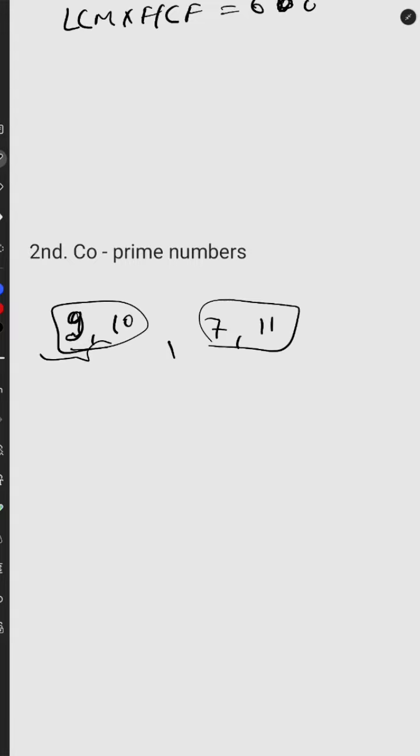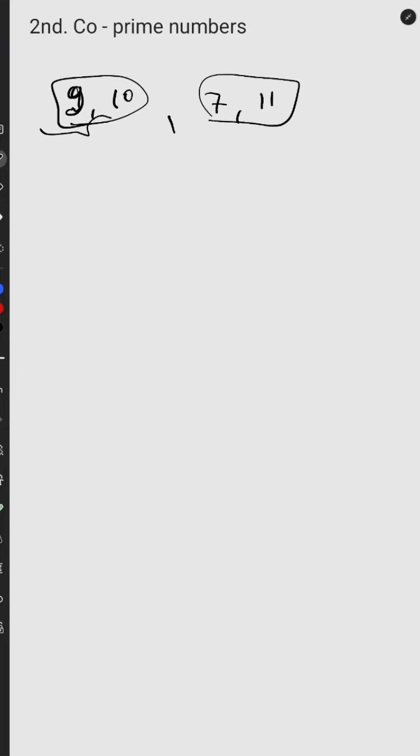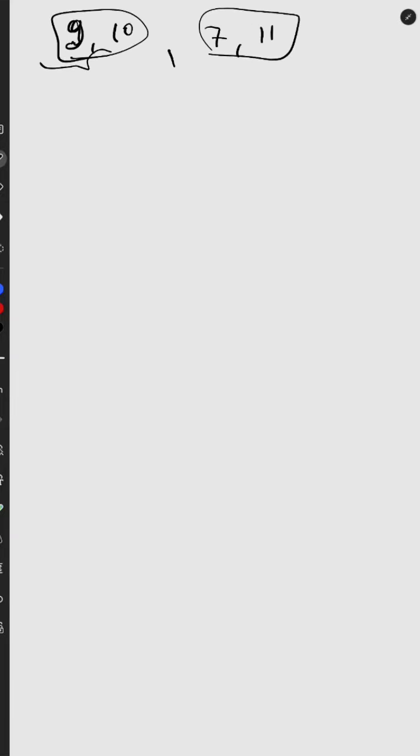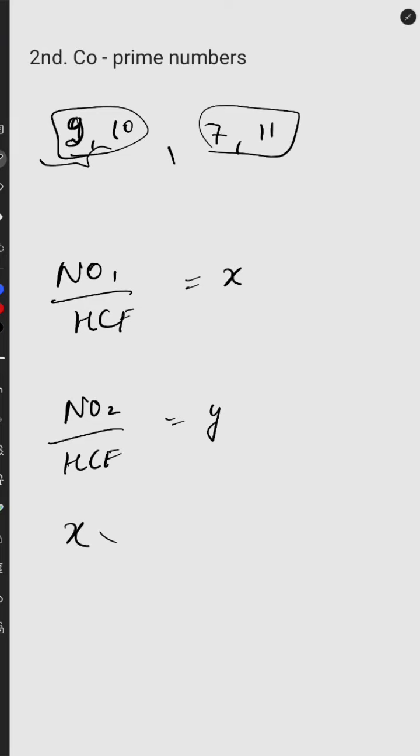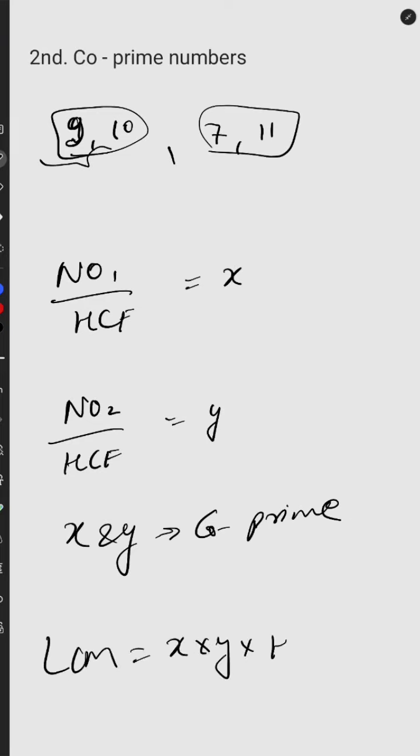Alright, now let's see the next thing. This second relationship says when we divide the first number by the HCF, we get X as a result. When we divide the second number by the HCF, we get Y as a result. Now X and Y are co-prime in nature. So LCM will be X into Y into HCF.